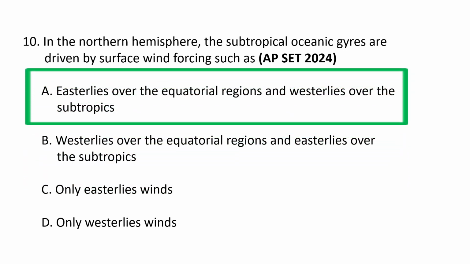Subtropical oceanic gyres in the northern hemisphere are indeed primarily driven by the prevailing wind patterns, specifically the easterly trade winds near the equator and the westerly winds in the middle latitudes. These wind patterns exert a force on the ocean surface, causing water to move and creating the circular gyre patterns. So in the northern hemisphere, the subtropical oceanic gyres are driven by forces like easterlies over the equatorial regions and westerlies over the subtropics. A is the correct option.